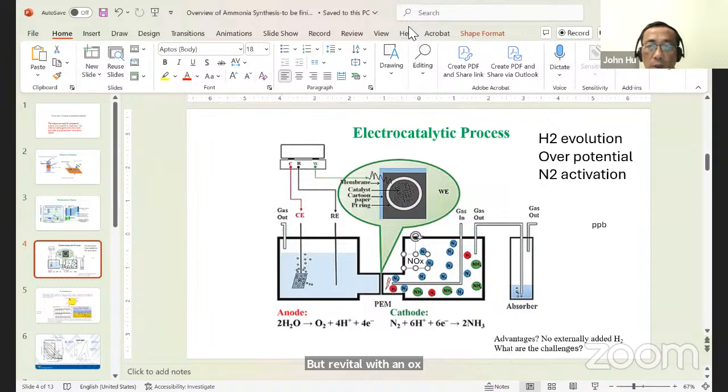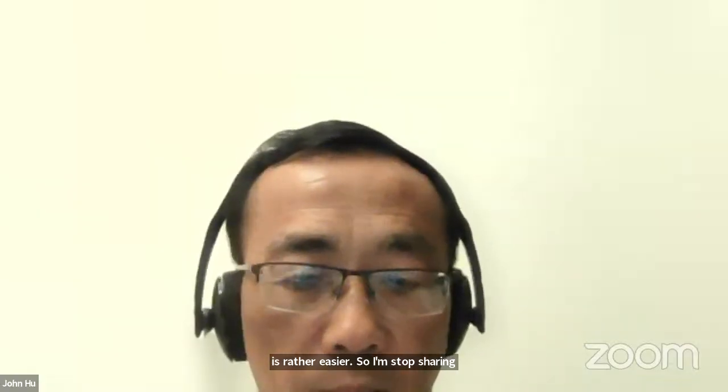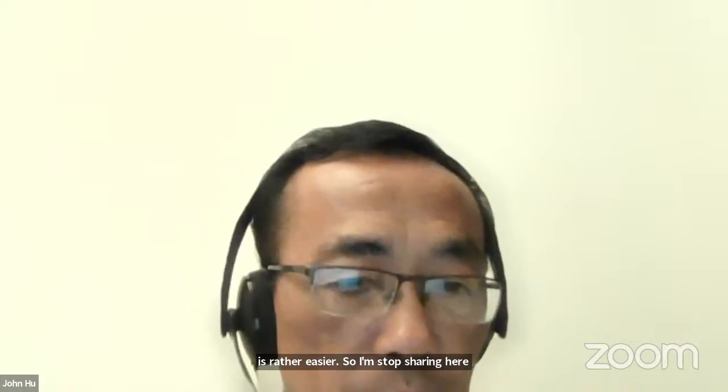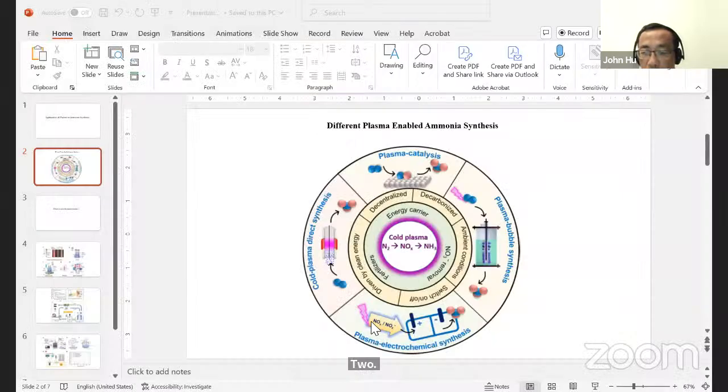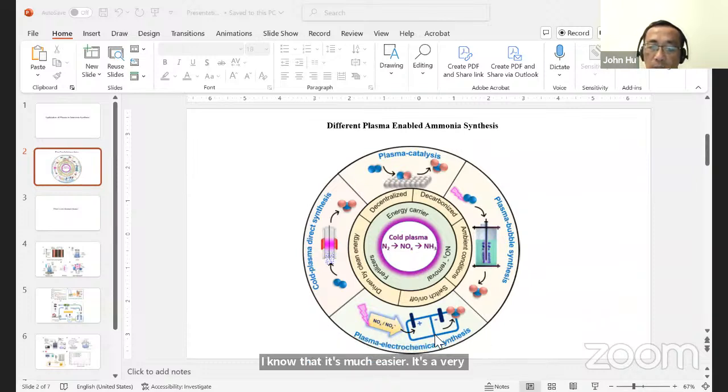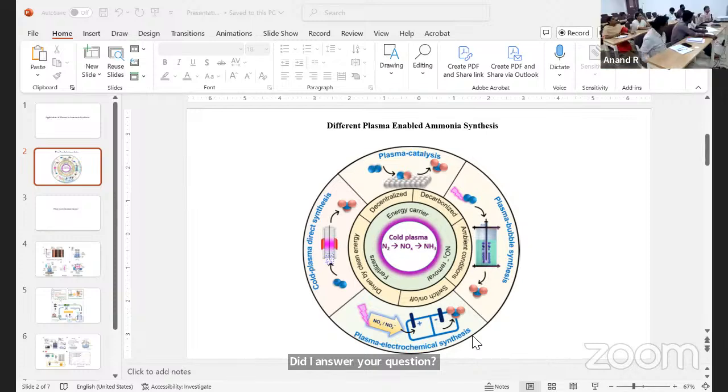Okay, so I'm stopping sharing here, and going back to here. That's why for this process, because you are feeding NOx, it's much easier. It's very reactive compared to N2. So hydrogen evolution is still a problem, but it's less of a problem compared to feeding N2. Did I answer your question? Is that what your question was? Hydrogen evolution? Yes, sir.